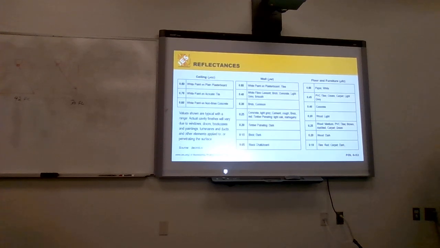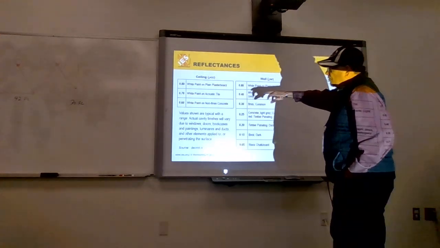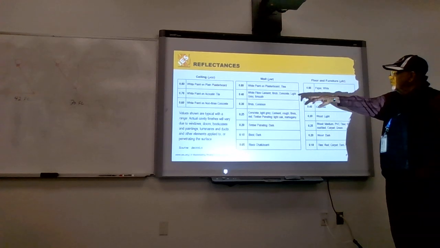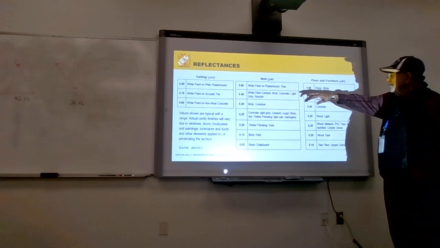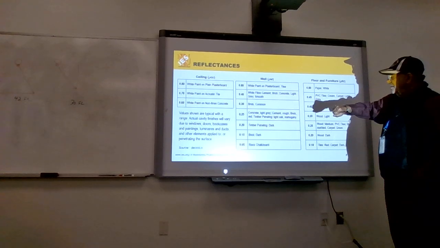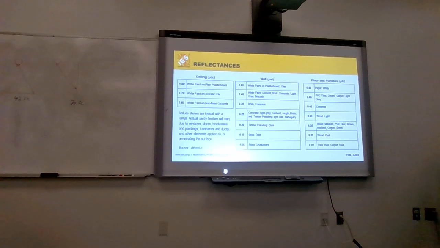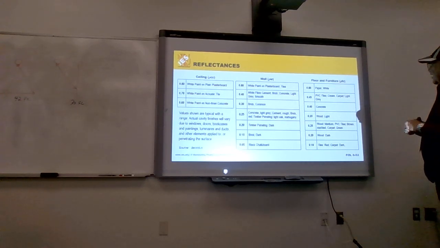Here are the reflectance values that we talked about. Common terms. So if we have a ceiling with white paint or plain plasterboard, we would have a ceiling reflectance value of 0.8 or 80%. Again, with walls, we would have white paint or plasterboard, that would also be 80%. And here are all the different other common building materials and the reflectance values. So we can create a chart that fits any one of these scenarios.